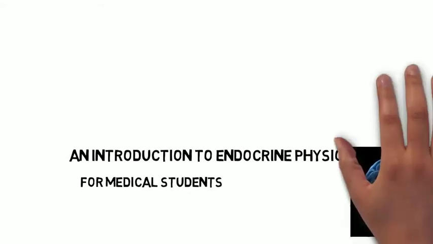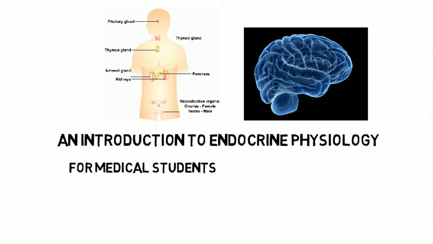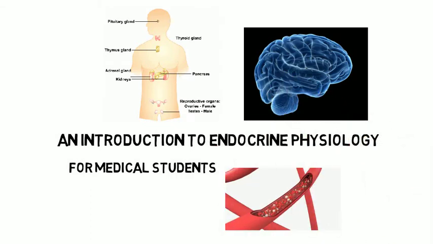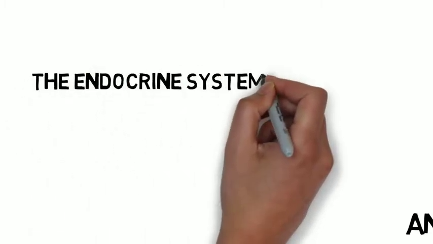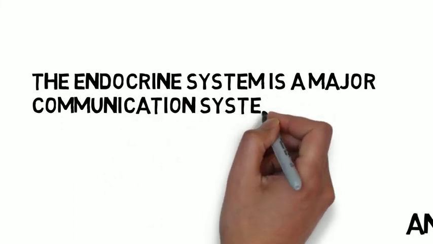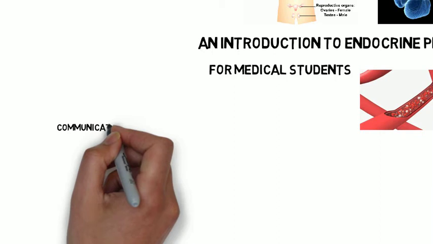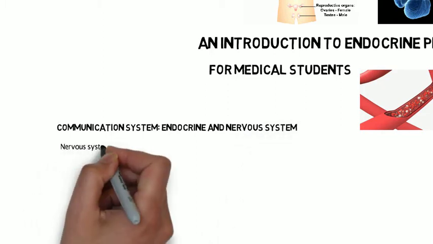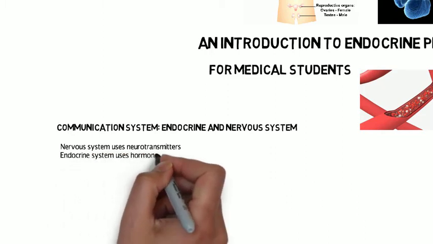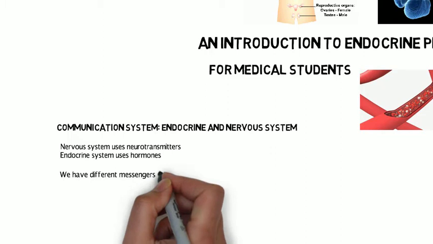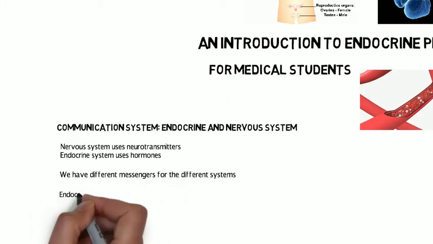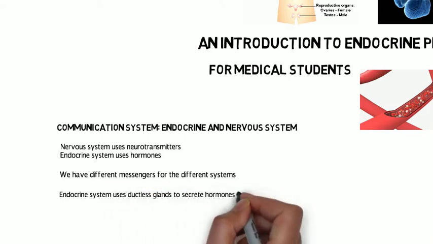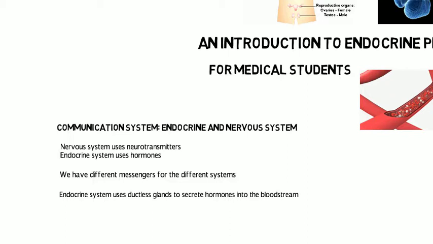So, the endocrine system and endocrine physiology as a whole involves a certain set of endocrine glands as well as hormones. We're going to be covering these, but the endocrine system as a whole is essentially a communication system for the human body. Communication systems, like the endocrine system and the nervous system, use a specific set of chemicals or messengers. The nervous system uses neurotransmitters, whereas the endocrine system uses hormones. We have different messengers for the different systems. But what's specific about the endocrine system is it uses ductless glands to secrete hormones into the bloodstream. It's different to the nervous system in the signals that it uses, and this is what's specific about it.